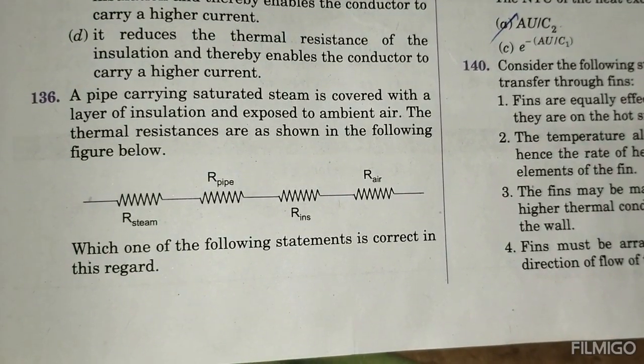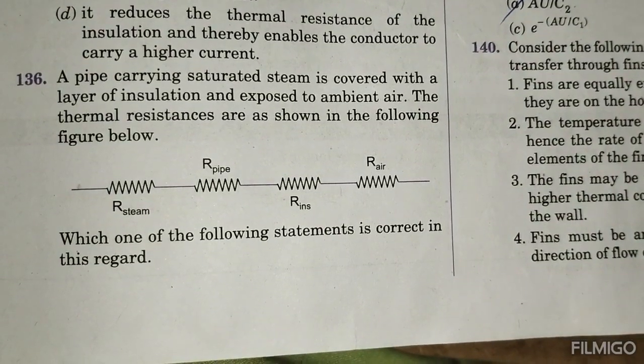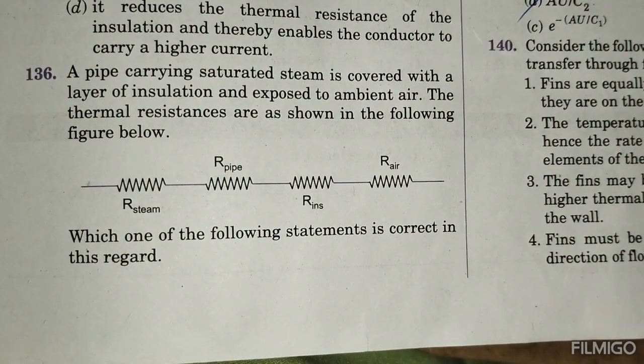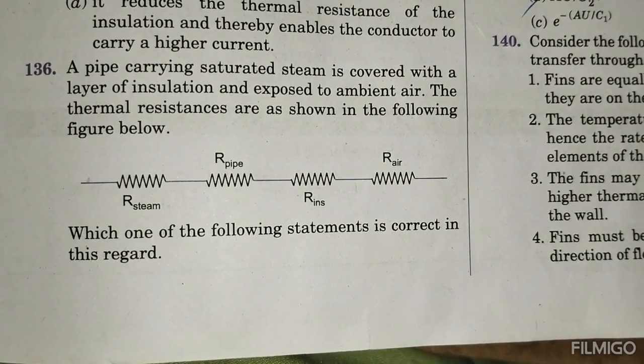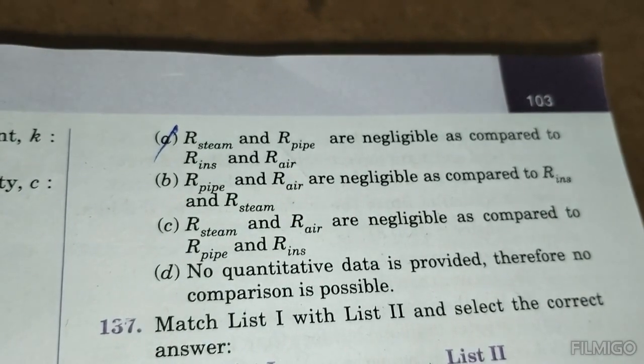A pipe carrying saturated steam is covered with a layer of insulation and exposed to ambient air. The thermal resistances shown in the figure are R steam, R pipe, R ins, R air. Which of the following statements is correct? R steam and R pipe are negligible as compared to R ins and R air.